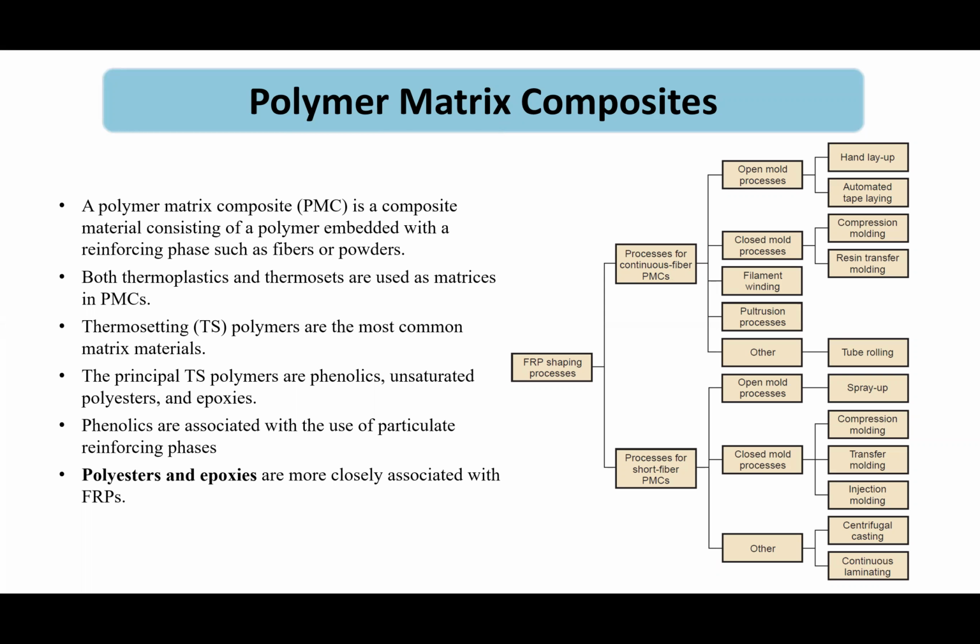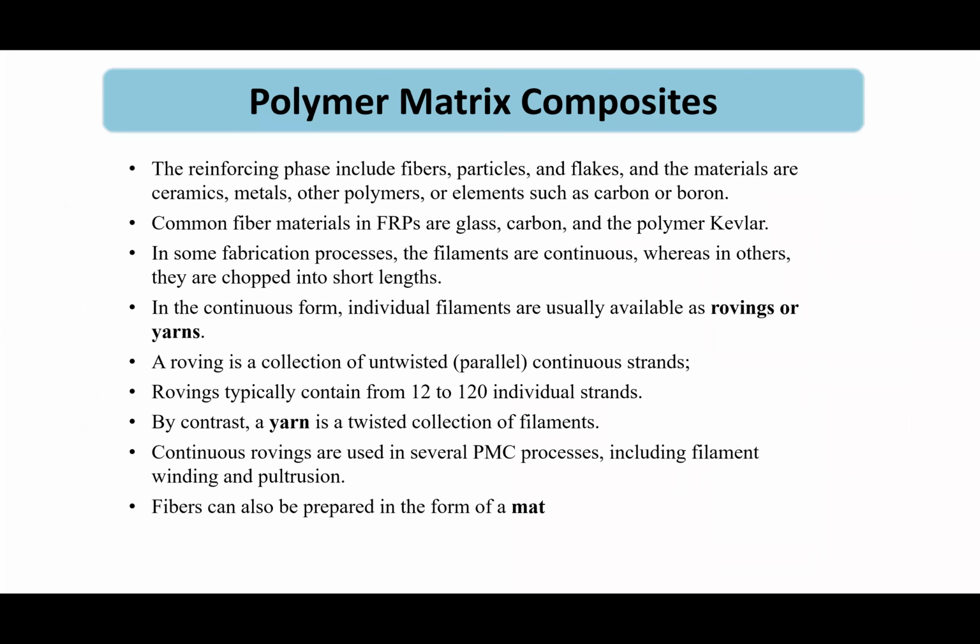And others include the centrifugal casting method, which can be incorporated to produce polymer matrix composite. And the last one is the continuous laminating composite, if you want to produce layer by layer. Okay. And for polymer matrix composites, reinforcement.